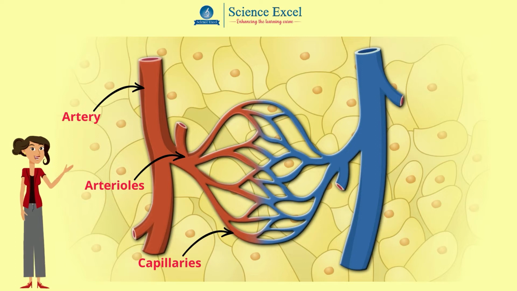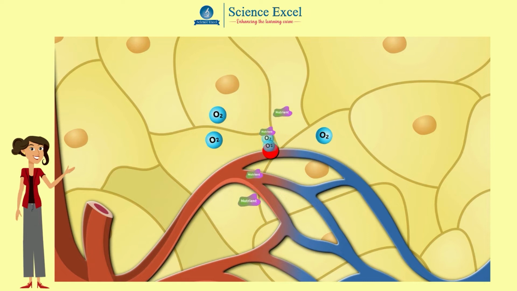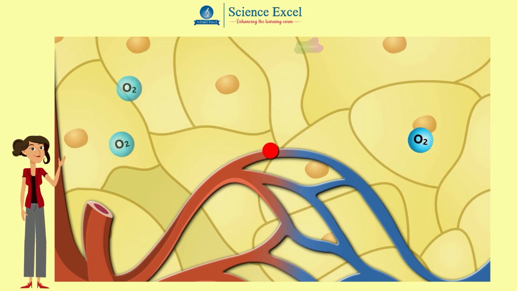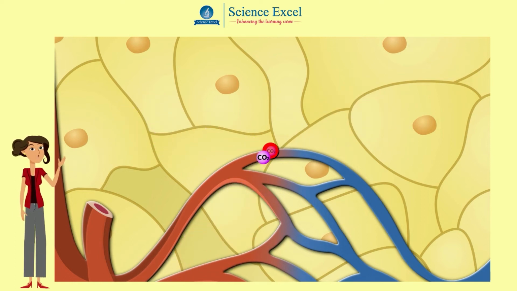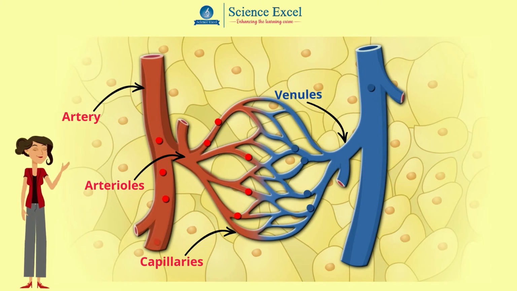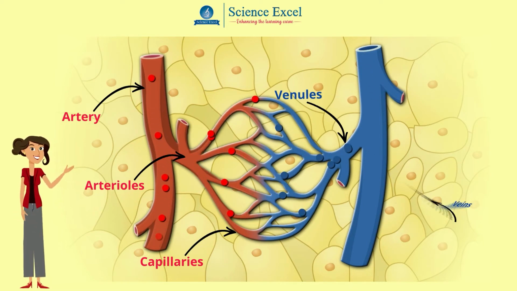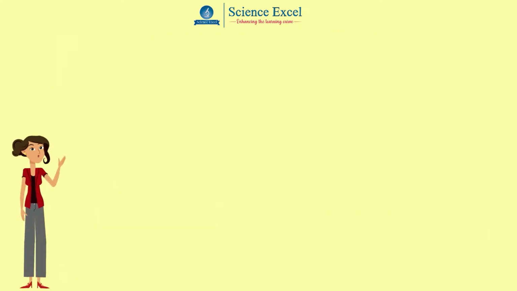Through the thin walls of the capillaries, oxygen and other nutrients pass from the blood into the tissues, and carbon dioxide and other waste products pass from the tissues into the blood. This deoxygenated blood then flows from the capillaries into venules. The venules then merge into veins, which carry the blood back to the heart. Now let me explain how the different blood vessels are adapted to carry out their specific function efficiently.